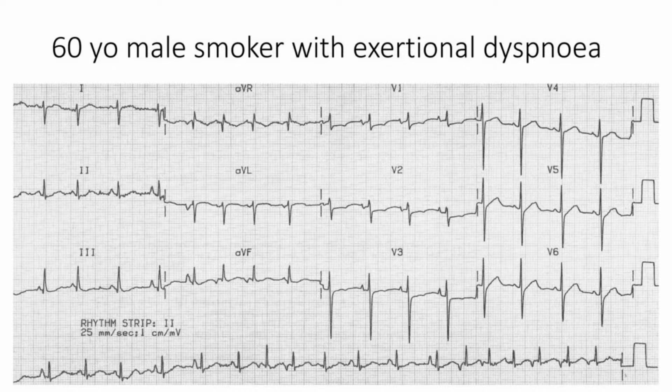Great. So that fixes the picture of COPD with multifocal atrial tachycardia. There's evidence of right ventricular hypertrophy as well as right axis deviation. Great.